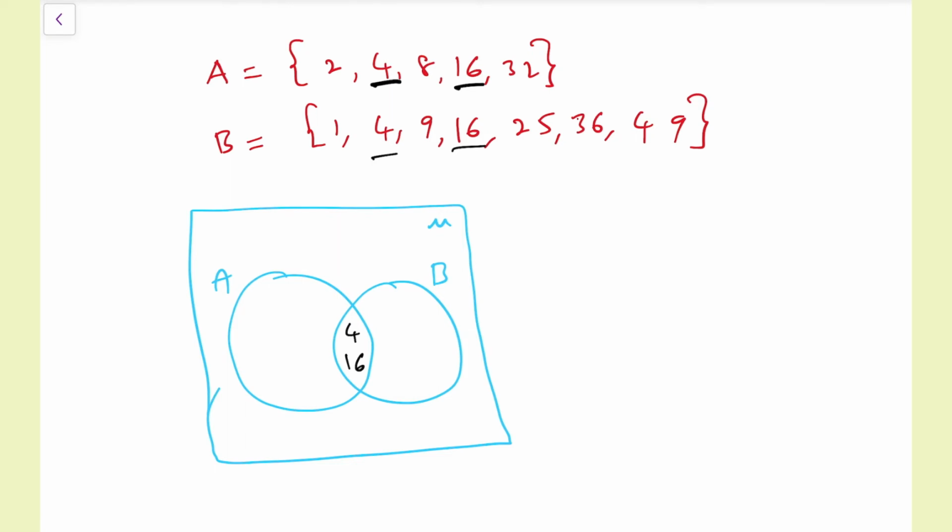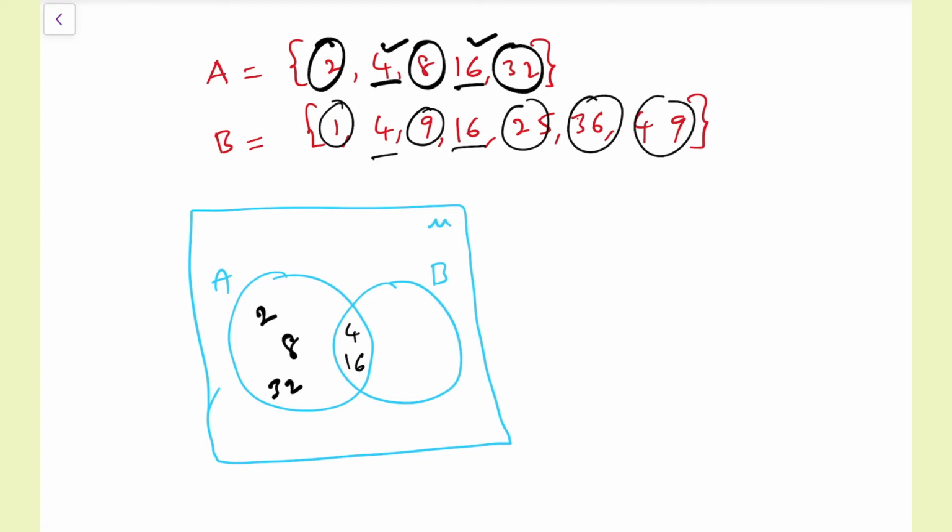Now 4 completed, 16 completed from set A, remaining are 2, 8 and 32, right? Write those in set A, 2, 8, 32. Then in set B we will be left with 1, 9, 25, 36, 49, right? Write all those in the second circle. 1, 9, 25, 36, 49. Finish. This is all about drawing the Venn diagram.